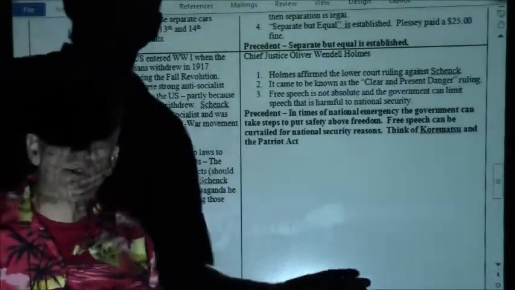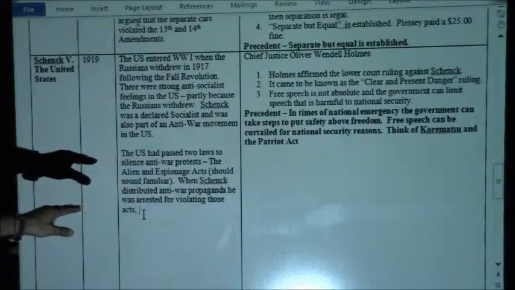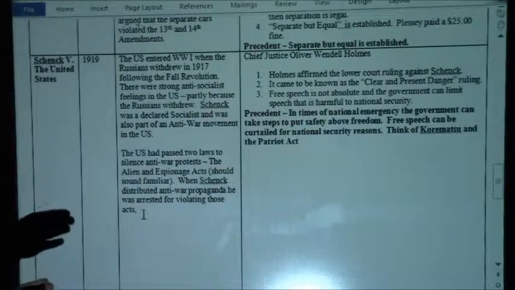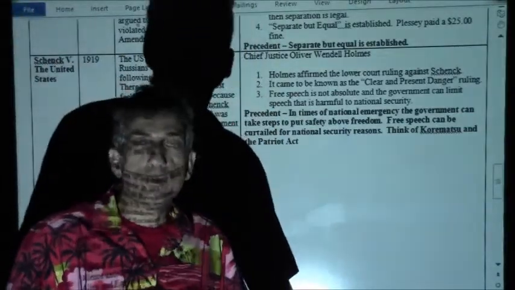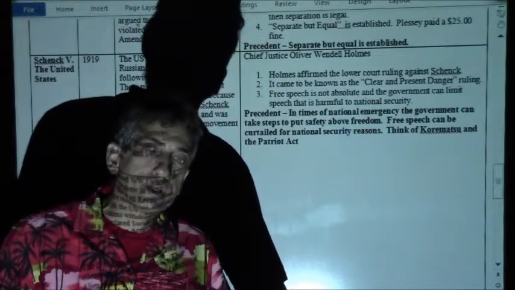It all sounds okay, because what he's going to do is speak out against the war. The U.S. has passed two laws to silence anti-war protests: the Alien and Espionage Acts. And as I said, it should sound familiar. When Schenck distributed anti-war propaganda, he was arrested for violating those acts. So the question again: was he damaging the United States government, or was he exercising freedom of speech?